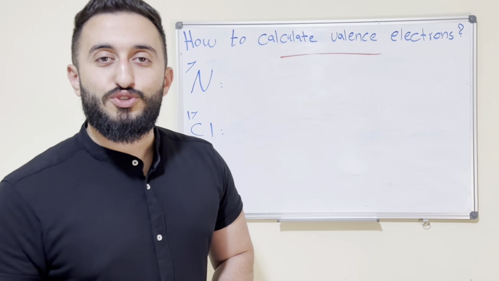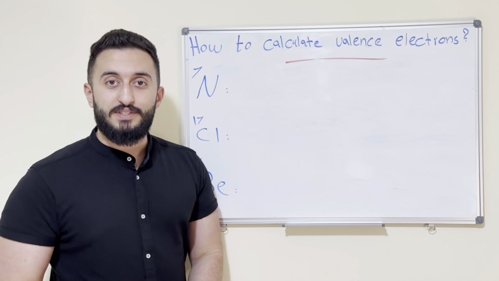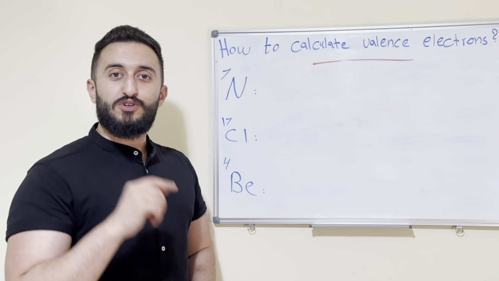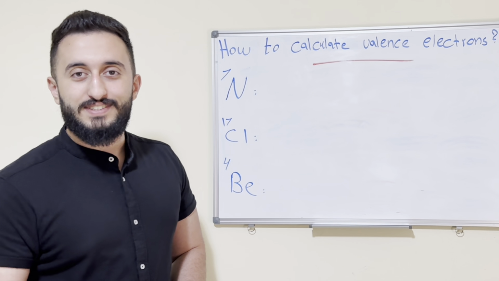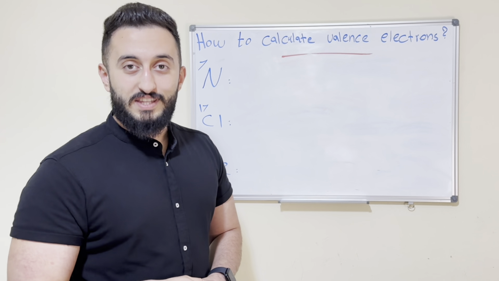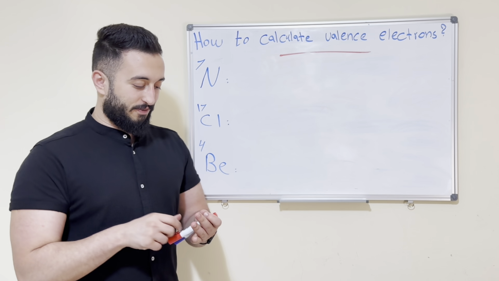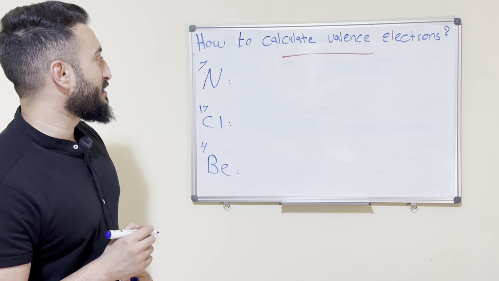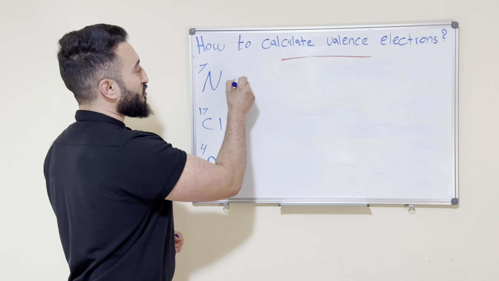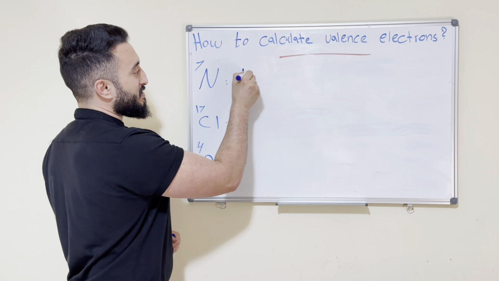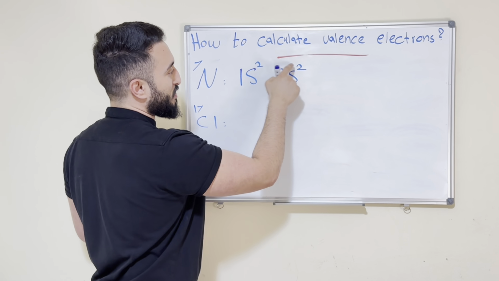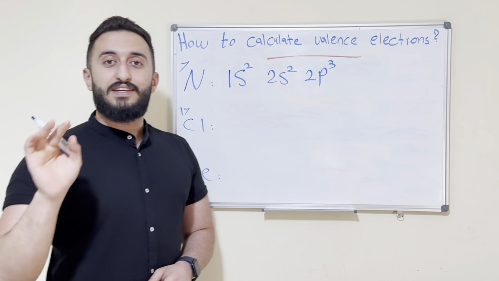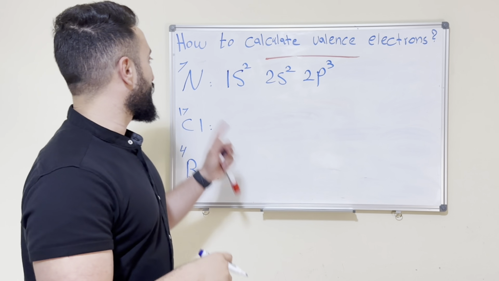Try to do the electron configuration for the following element and find out how many valence electrons we have. Pause this video and try to solve it at home. After pausing the video, let's try to solve it together. So let's do the electron configuration first, as we learned in the previous video. The electron configuration of nitrogen 7 is as shown, and these are the 7 electrons of nitrogen.